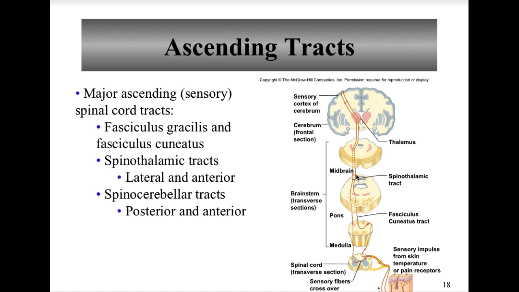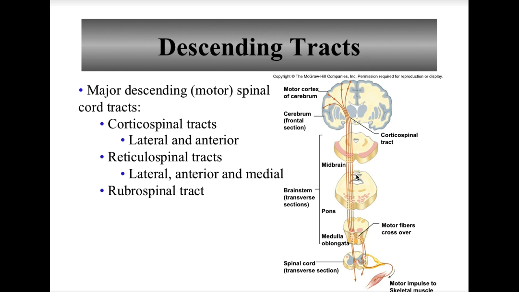So the spinocerebellar tracts, posterior and anterior. Then you also have the descending tracts, and the descending tracts are the conduit for nerve impulses to and from the brain. There are 3 of them. You have the corticospinal tract and its location. The anterior tract is in the anterior column. The lateral tract is in the lateral column. And the information carried by that particular pathway is control of our skeletal muscles.